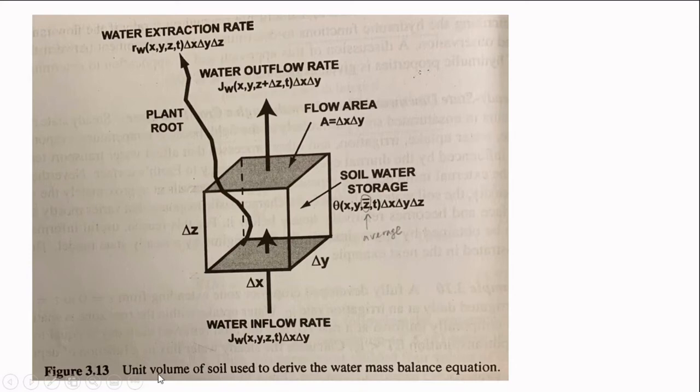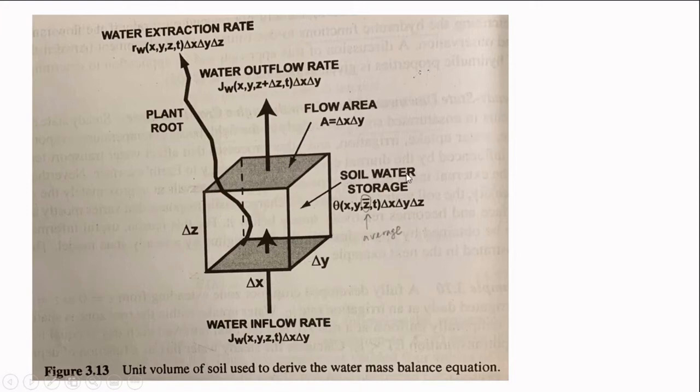It shows the unit volume of soil used to derive the water mass balance equation. Unit volume basically means a small volume of X, small volume of Y, and small volume of Z. So this cube has a water inflow rate coming in, the water flux coming in, and also the water flux going out. And it has a flow area, which is given by small changes of X multiplied with the changes of Y. So you get an area.